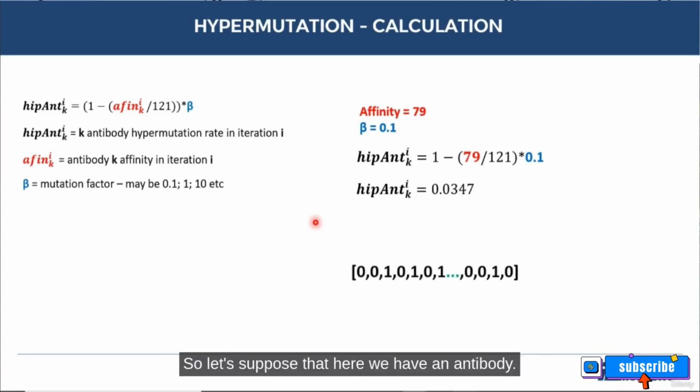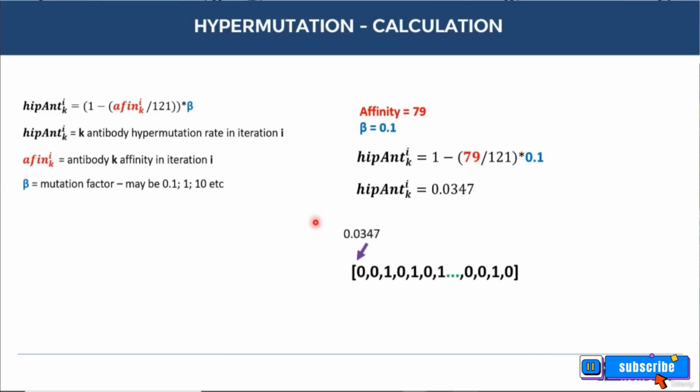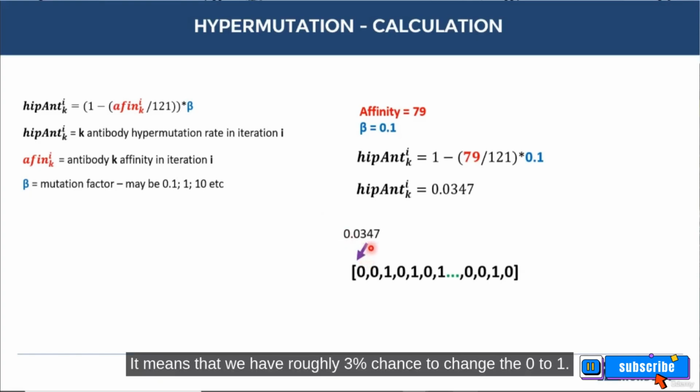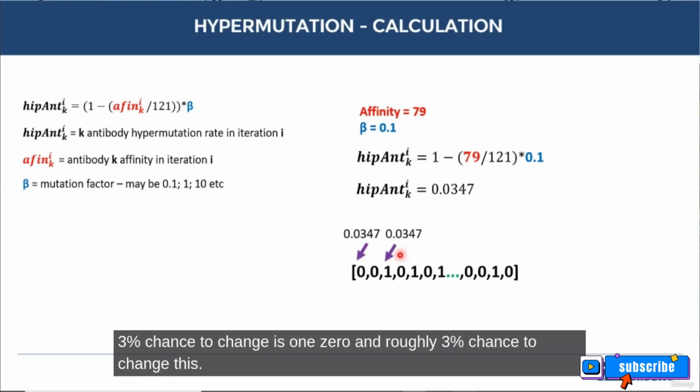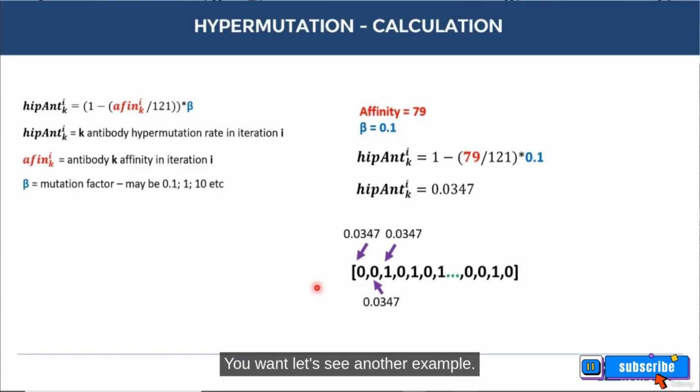So let's suppose that here we have an antibody. It means that we have roughly 3% chance to change this 0 to 1, 3% chance to change this 1 to 0, and roughly 3% chance to change this to 1.